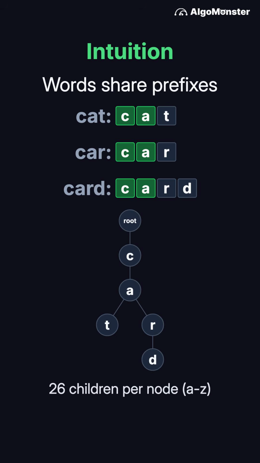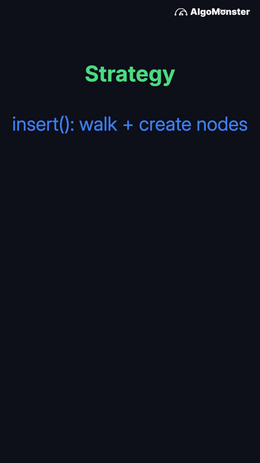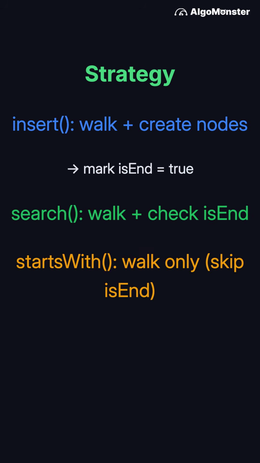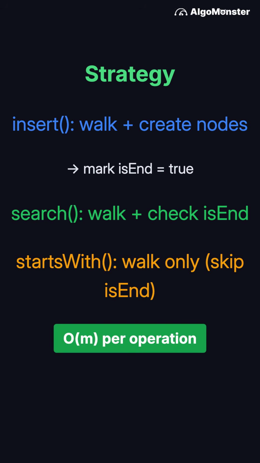Each node has up to 26 children, 1 per lowercase letter. To mark where a complete word ends, each node carries a Boolean flag called isEnd. Insert walks down character by character, creating nodes as needed, then marks isEnd on the last node so we know a word finishes there. Search walks the same path and checks the final node has isEnd true. Starts with just walks the path without checking the flag, because all we care about is whether the prefix exists. Each operation takes big O of M, where M is the word length.